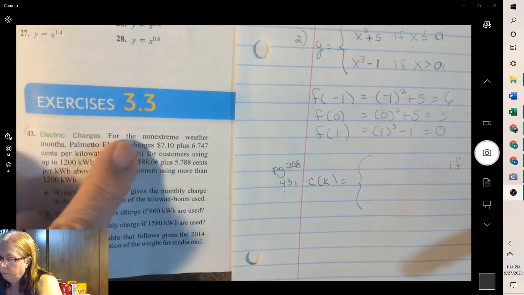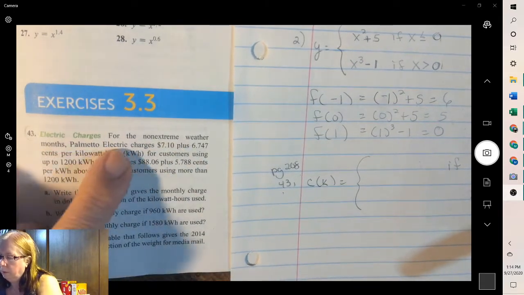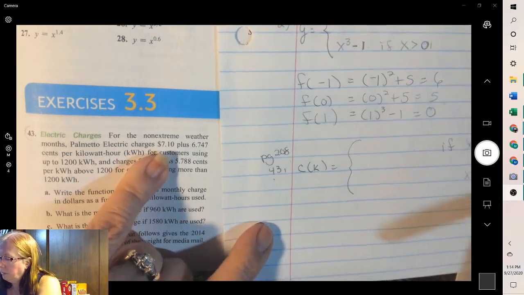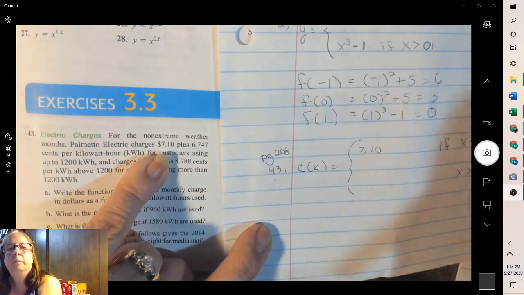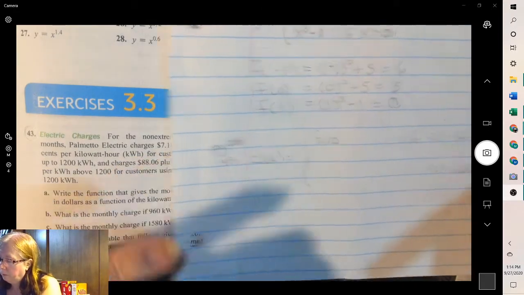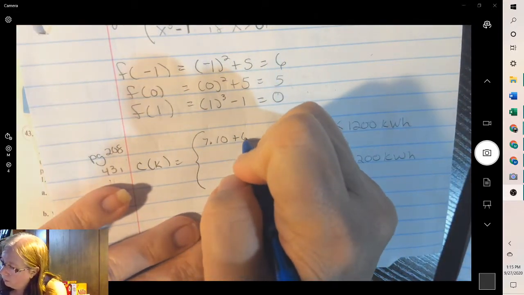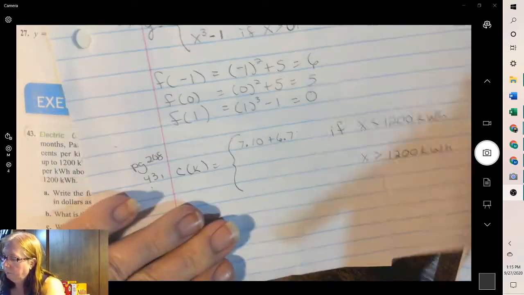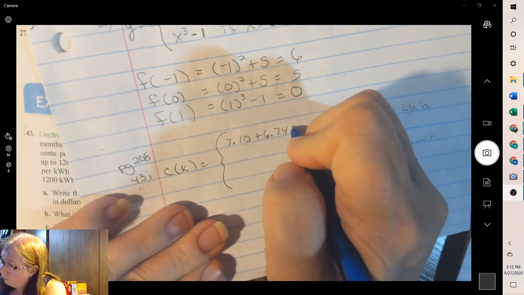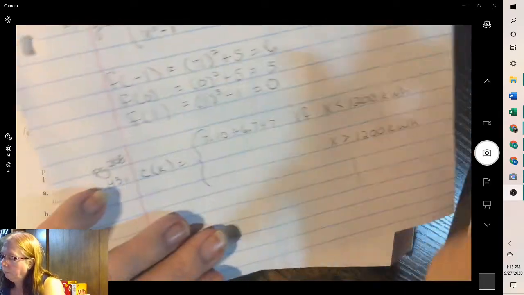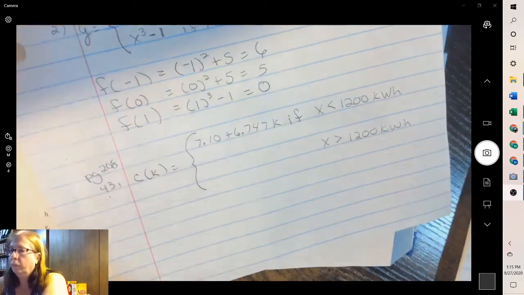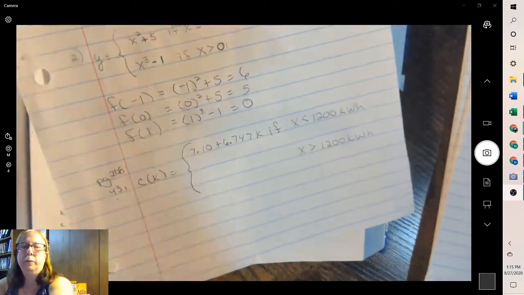Okay, so let's read it again. For the non-extreme weather months, they charge $7.10 plus 6.747 cents per kilowatt hour. Move this up a little bit so you could see both.